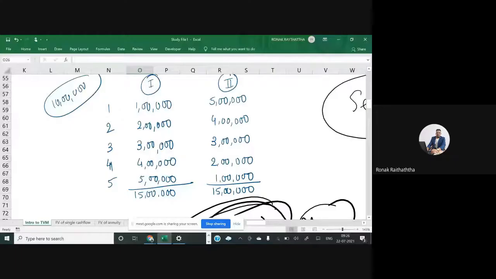Do you feel there is a difference between these two alternatives? And if you say yes, why? What will be your opinion to select any one of these two? Invite in your answer.